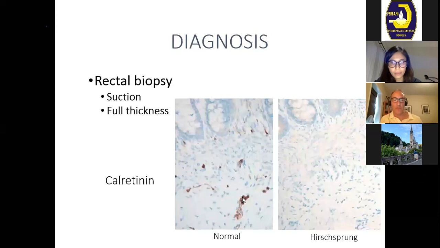And normally it should look like this. This is the pattern of calretinin. In Hirschsprung's disease, that's completely missing. So our pathologists in Toronto, they use H&E and cholinesterase and calretinin, but I know many pathologists are switching from cholinesterase to calretinin. And of course, there are many pathologists who don't use either of these other stains. They just use H&E, looking for presence or absence of ganglion cells and nerve hypertrophy.